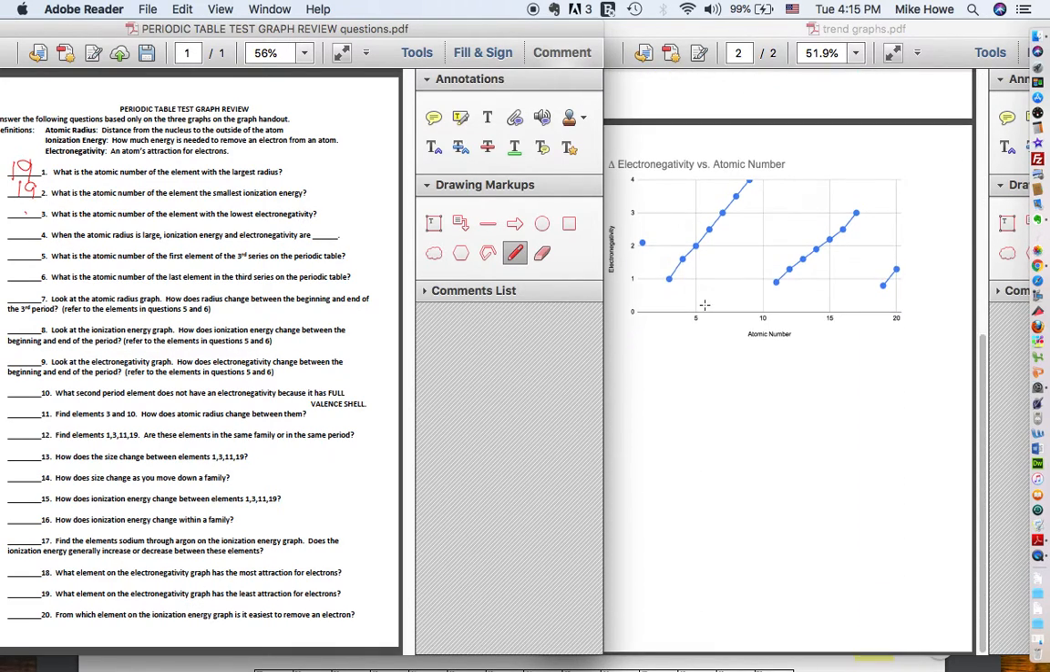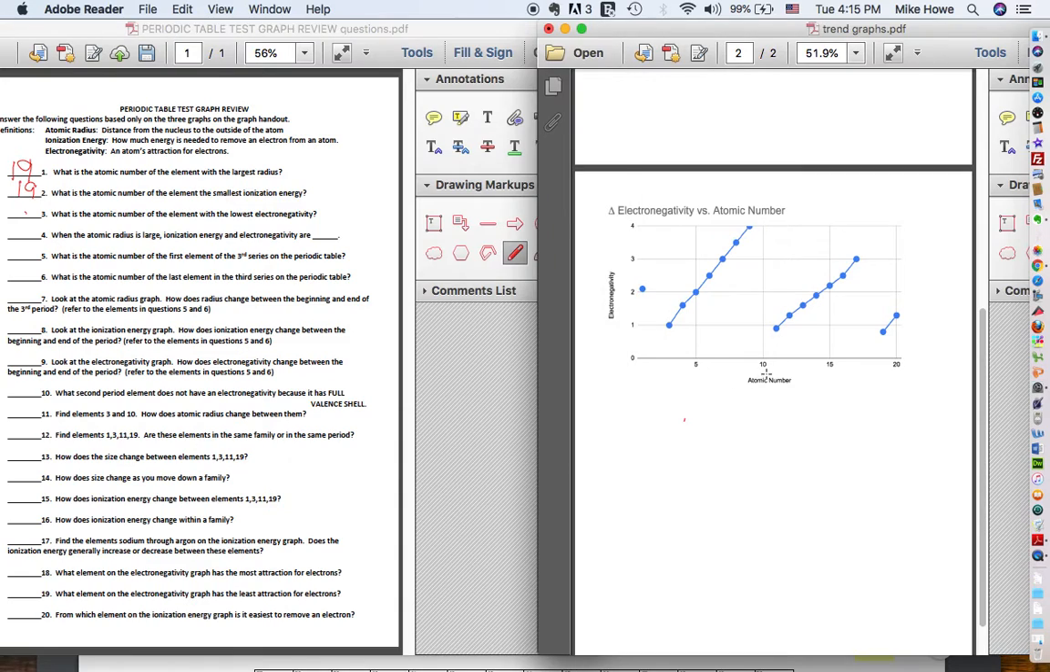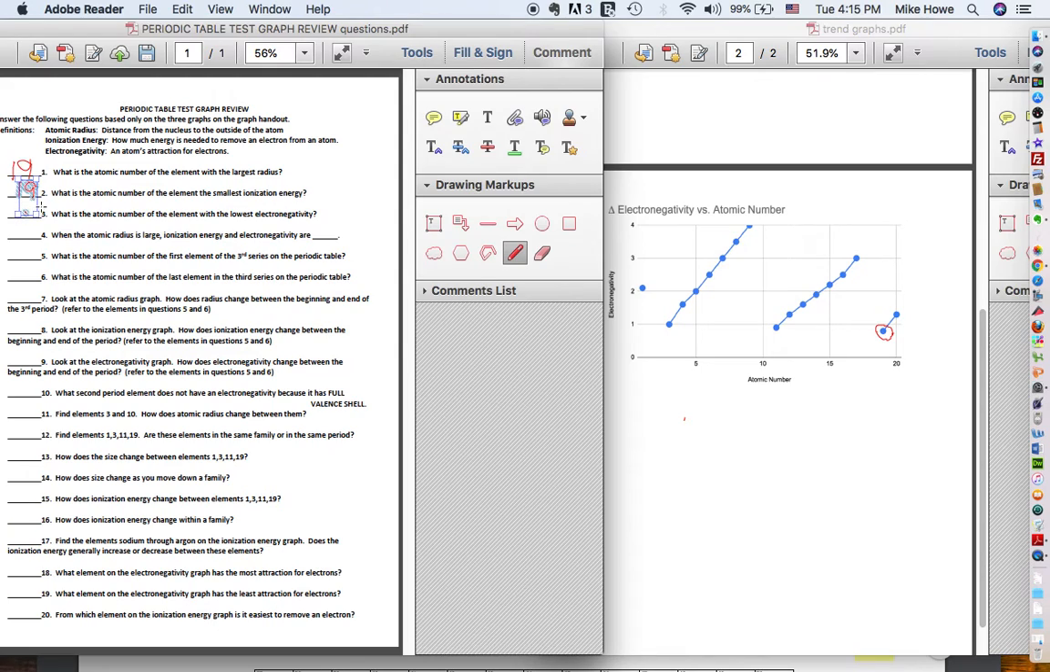Now we're going to look at electronegativity, number 3, the atomic number of the element with the lowest electronegativity. So you come over here, the electronegativity is on the y-axis, the atomic numbers are down here, so the one with the smallest electronegativity would be this one. And that element is, oh look, it's 19. So that was 19, this is 19.